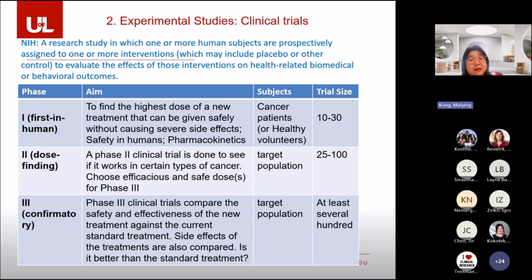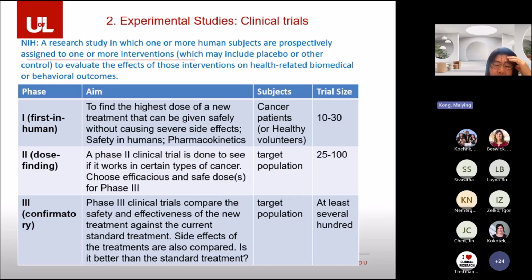Phase 2 is considered dose finding. A phase 2 clinical trial is done to see if it works for a certain type of disease, choosing efficacy as the primary endpoint. Meanwhile, we monitor the safety profile of the patients. It finds the dose level for the phase 3 study. The subjects are the target population the drug is developed for, so recruitment needs to be limited to that target population.